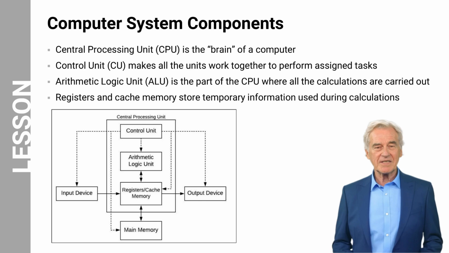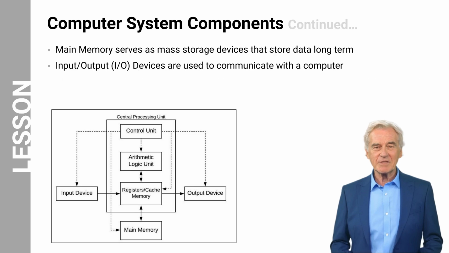The registers and cache memory are the computer's quick-access notepads. They hold information that the CPU needs right away, like the data you're actively working with. The main memory is the computer's temporary filing system. It holds all running programs and data while you're using them, but everything disappears when you power down. The input-output devices are the computer's connection to the outside world. They include everything from your keyboard and mouse for input to your screen and printer for output.